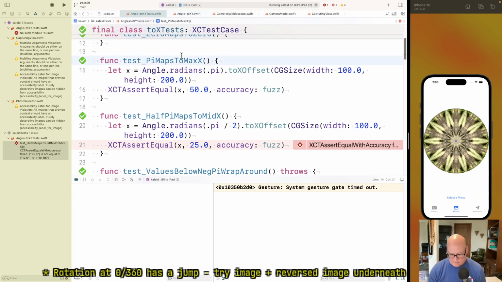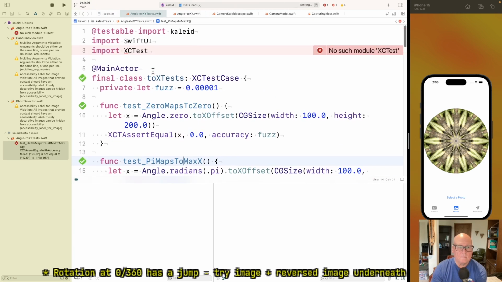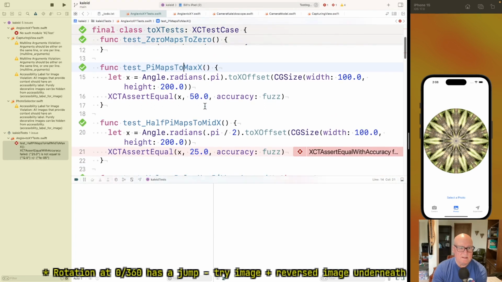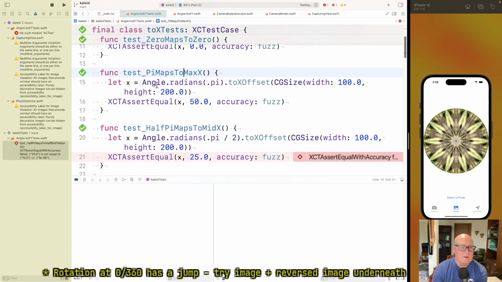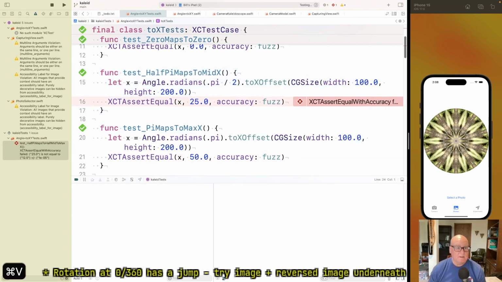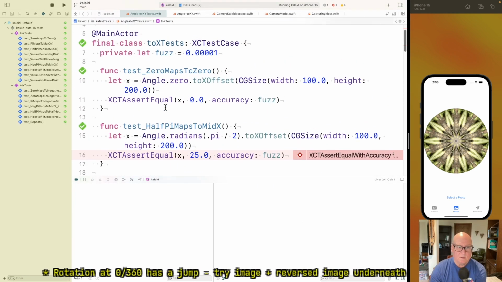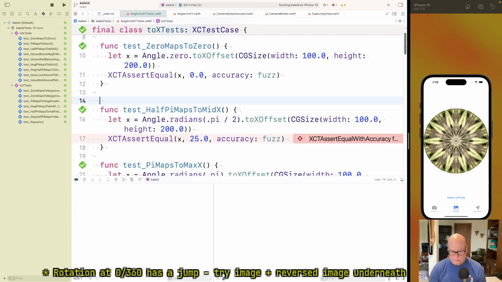Okay, let's figure out this test situation. All right, 0 maps to 0, pi maps to max x, half pi maps to mid x. In a way, this reflects more the order we wrote them, and I think maybe this would be better. All right, so half pi, let's test a quarter pi. 1/4, 3/4.